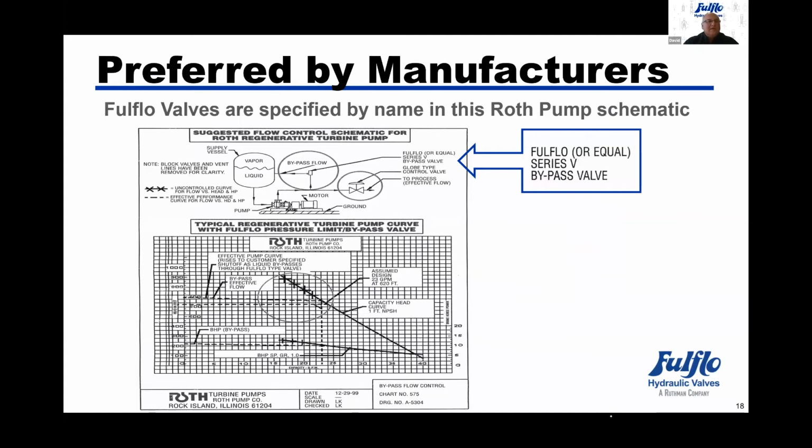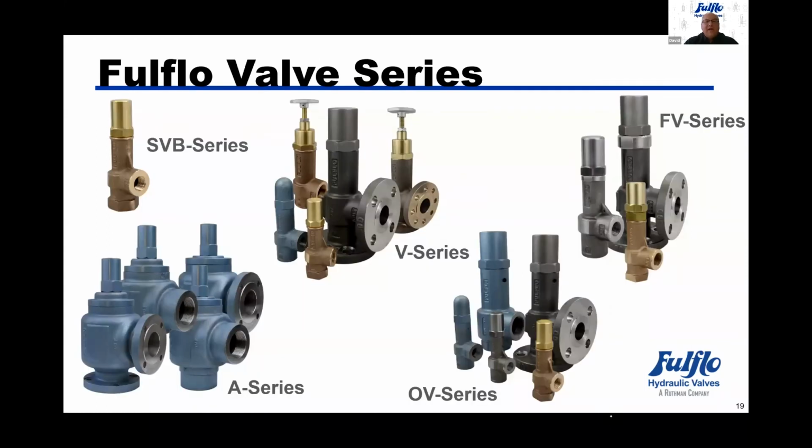Typical series on the Fulflo valve: we have the SVB-Series valve. We have the V-Series valve, which is probably the most popular. To the right, the FV-Series valve, which is starting to take over the V-Series by population. The A-Series valve and the OV-Series valve, which is a newer valve for Fulflo, and I'll explain that operation shortly. You can see we offer them in NPT and flanges. We have different connections dependent on the application.